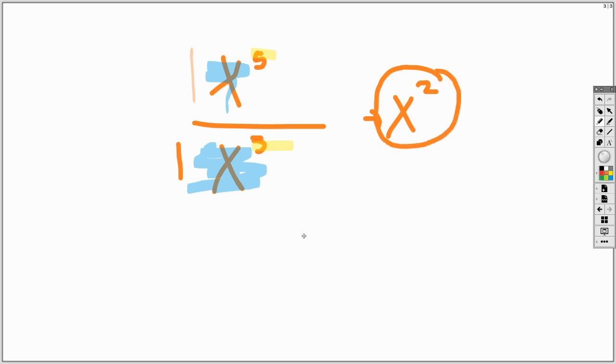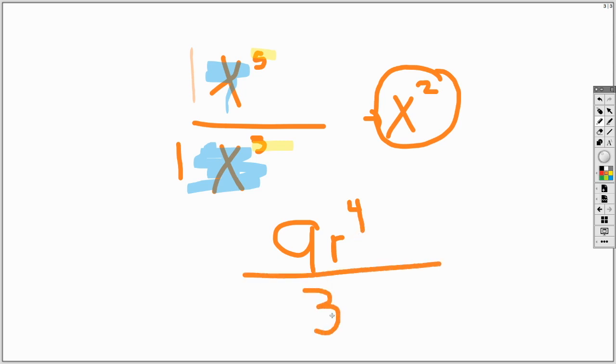Something advanced could look like this. So 9 divided by 3, right? Because we would divide our variables. 3r, and then just subtract your exponent. So 4 minus 2, 2. That's your answer.